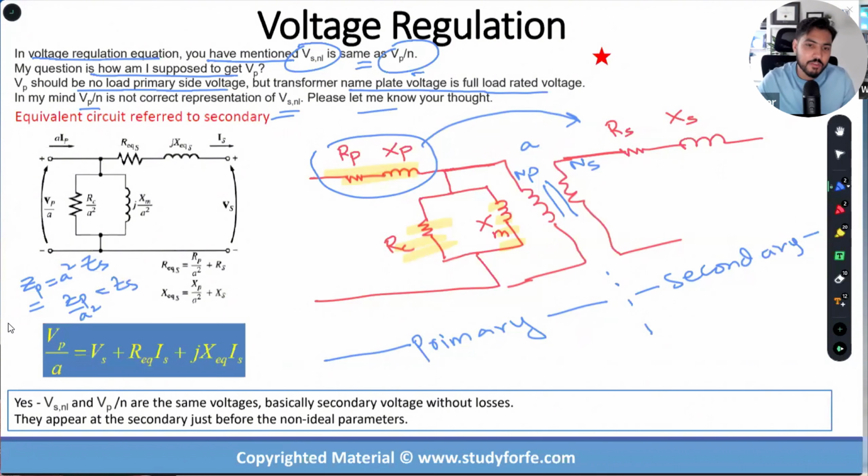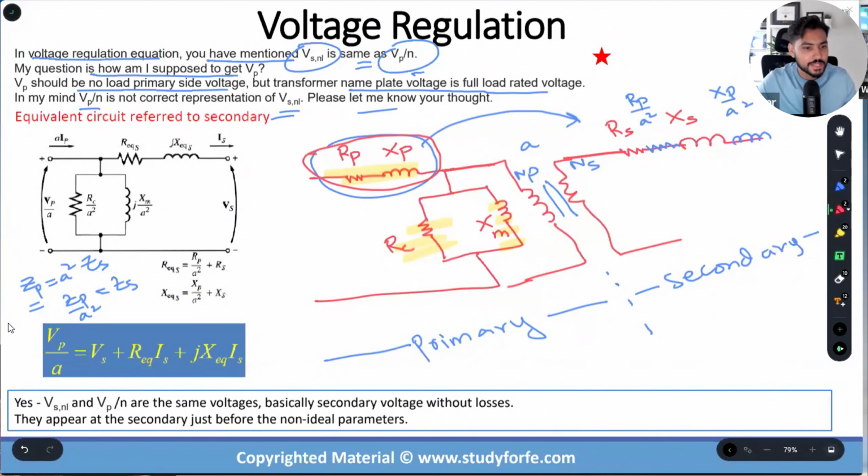So if I were to move this block over to the right-hand side, it will show up as another resistor on the right-hand side on the secondary with the value of Rp divided by A square, and another inductor over here with the value of Xp divided by A square. You guys agree? Make sense?